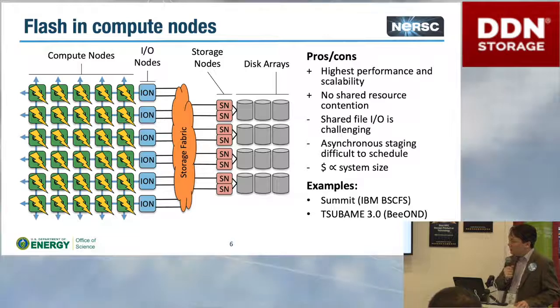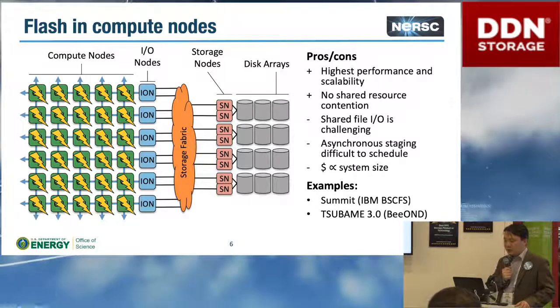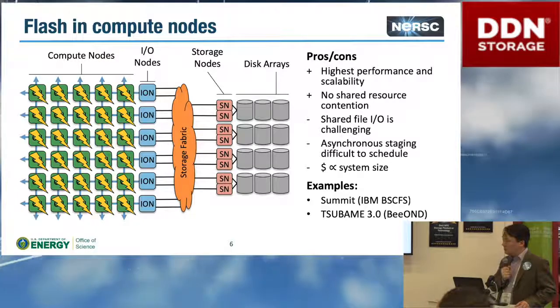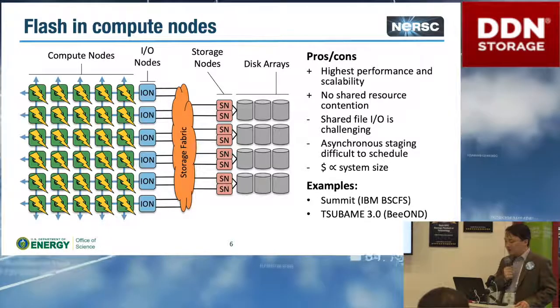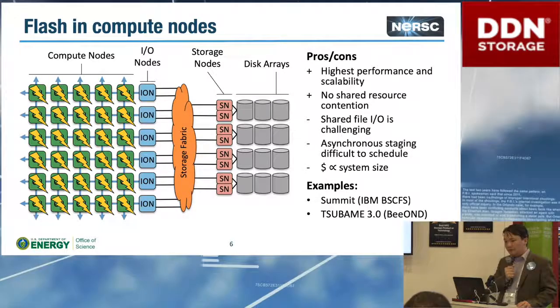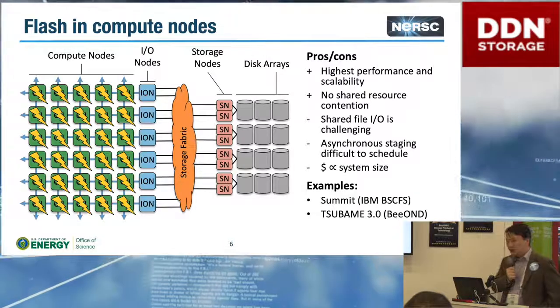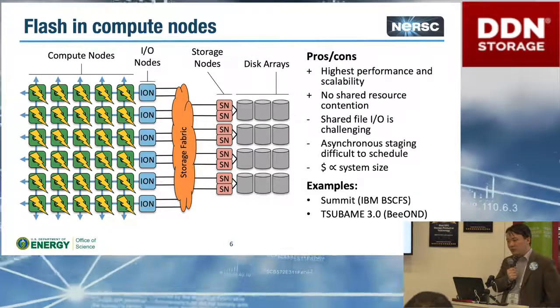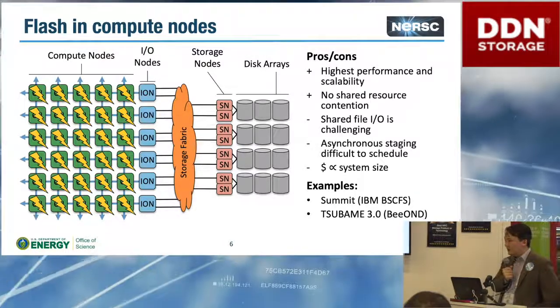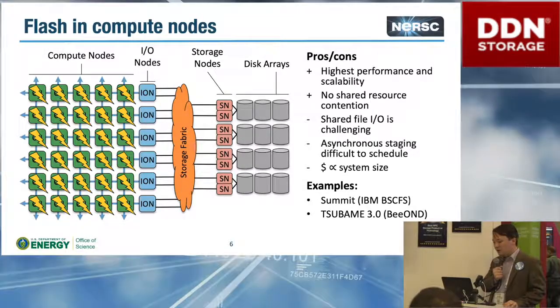And as I said before, this is a pretty popular way to go. So the Summit system and the Sierra system at Oak Ridge National Labs and Lawrence Livermore National Labs respectively use this. And one of the software options that is available to make use of this is called BSCFS from IBM. And the Tsubame machine in Japan also uses this architecture. And they're using BeeGFS, using the on-demand feature to dynamically instantiate parallel file systems along with your compute node allocation.